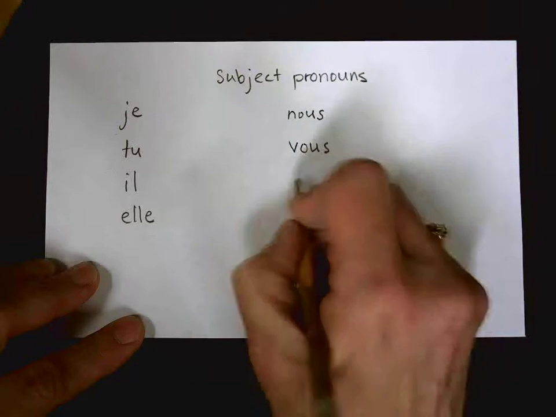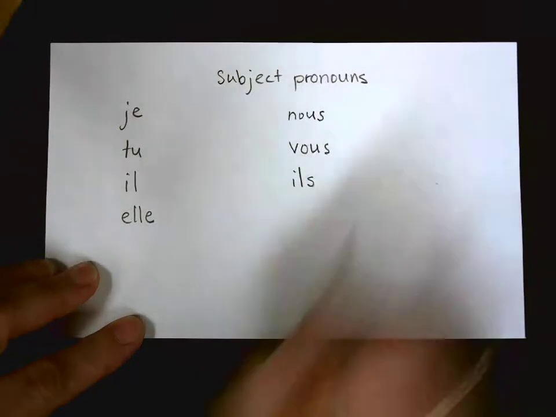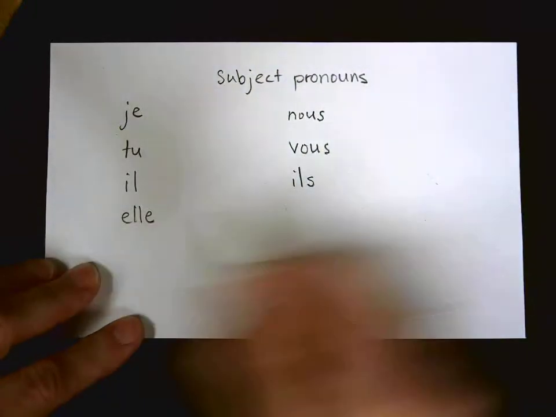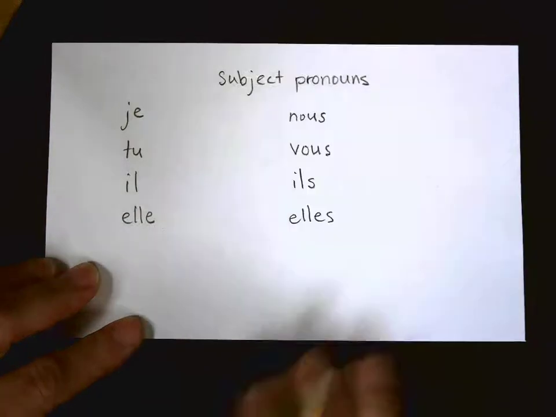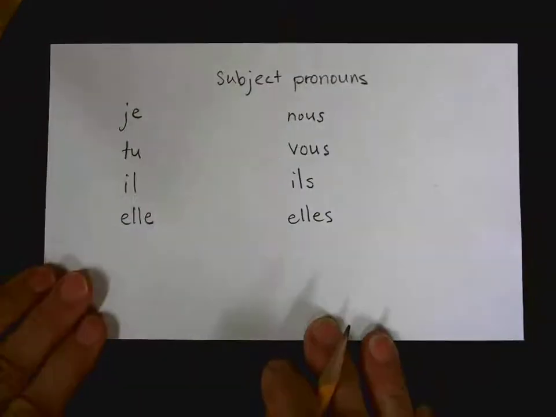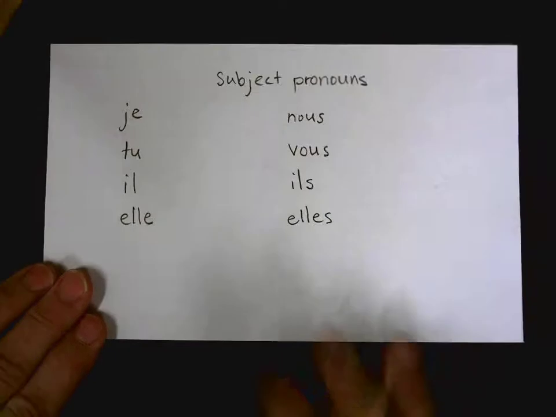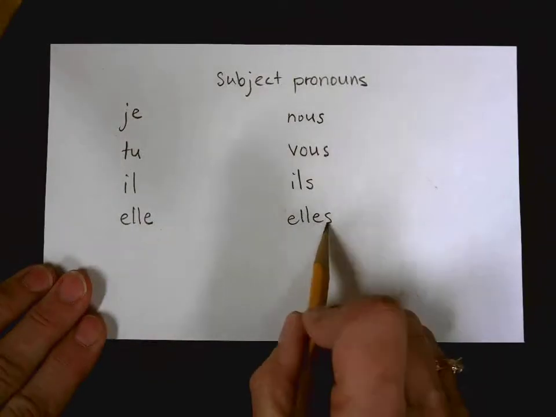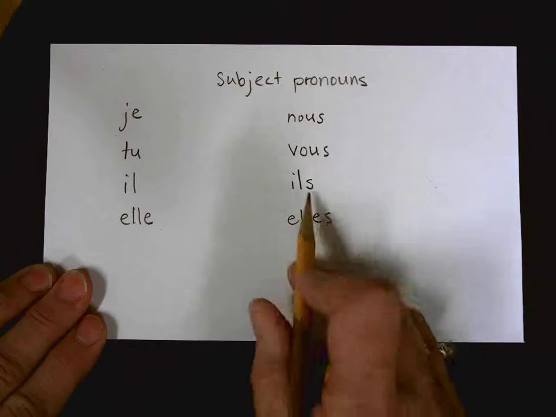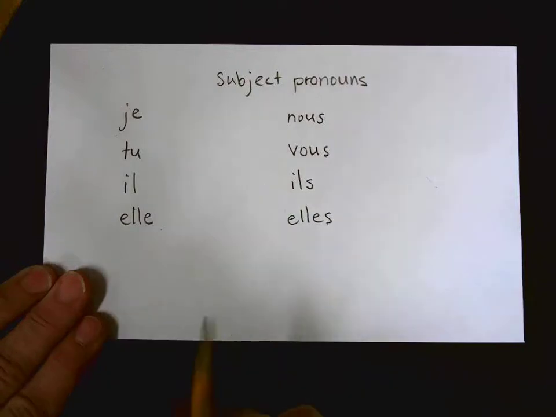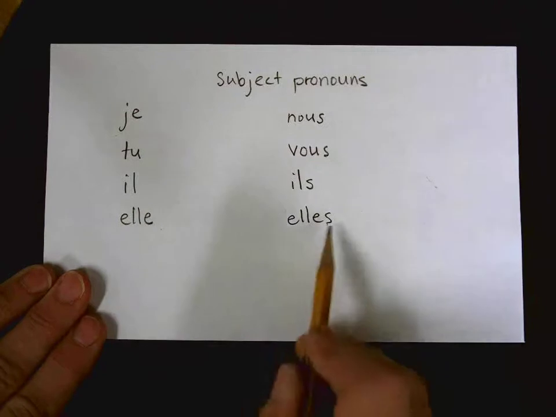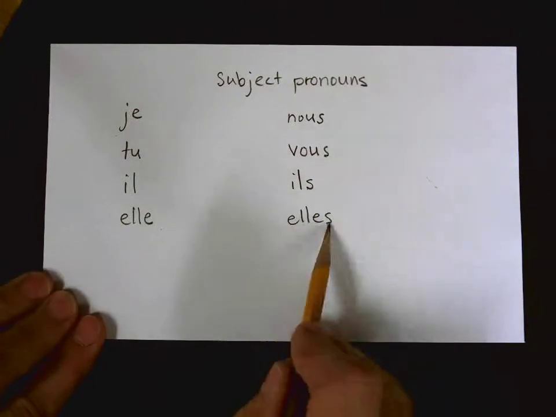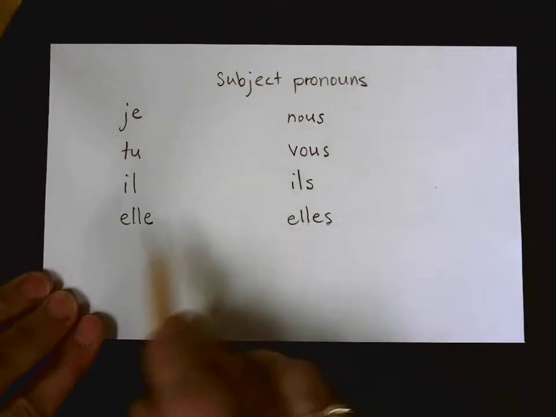Il with an S, il pluriel. And across from elle with an S, elle pluriel. You will hear me say elle pluriel because you do not pronounce the S on these ever. So when I talk about these pronouns in class, I refer to il and elle pluriel as that instead of il and elle.